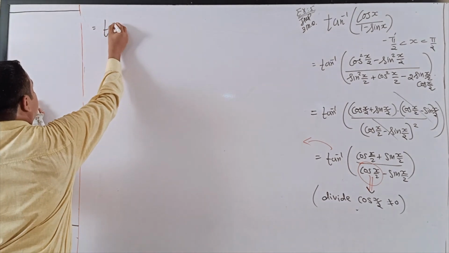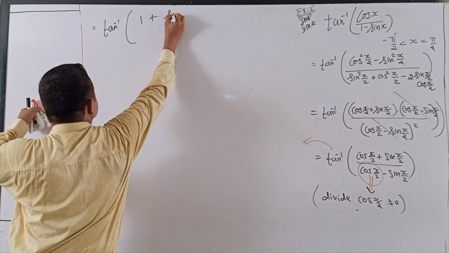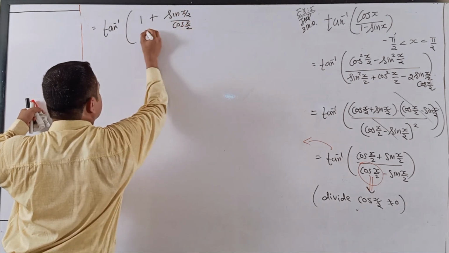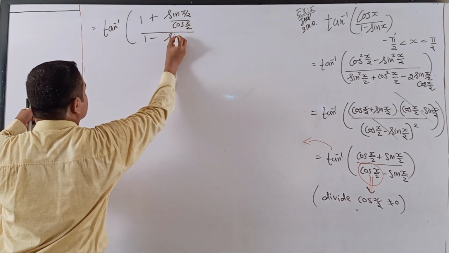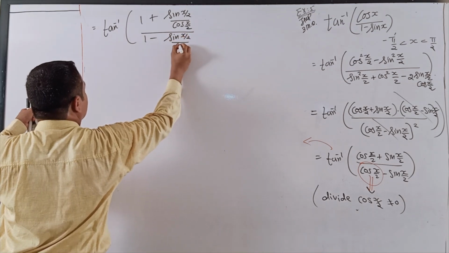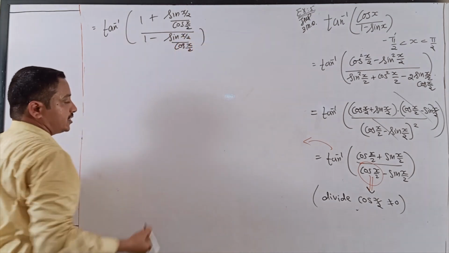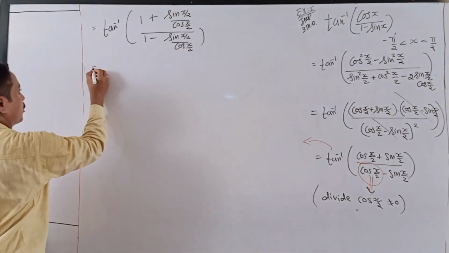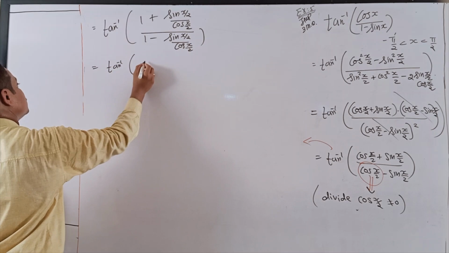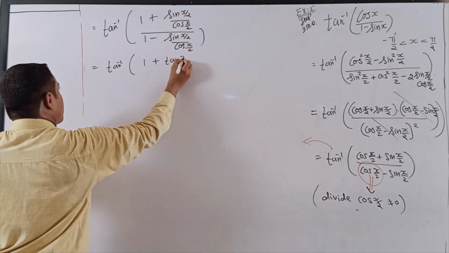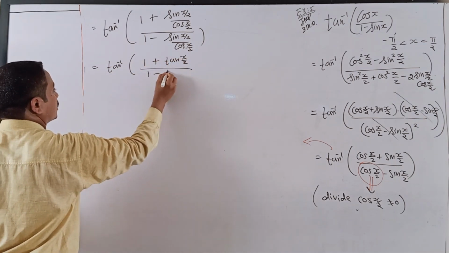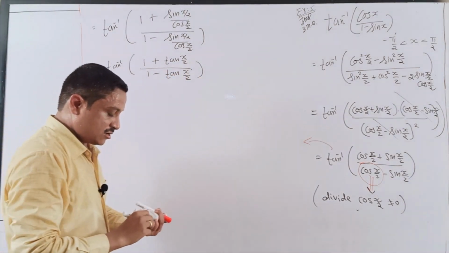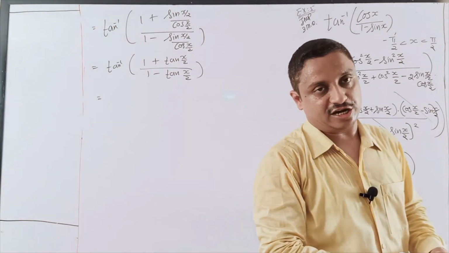So tan inverse of 1 plus sin x by 2 over cos x by 2, similarly 1 minus sin x by 2 over cos x by 2. Check, here just a division applied to cos x by 2. So my property is done. It is 1 plus tan x by 2, and here also 1 minus tan x by 2. Now we have succeeded in converting into tan terms.